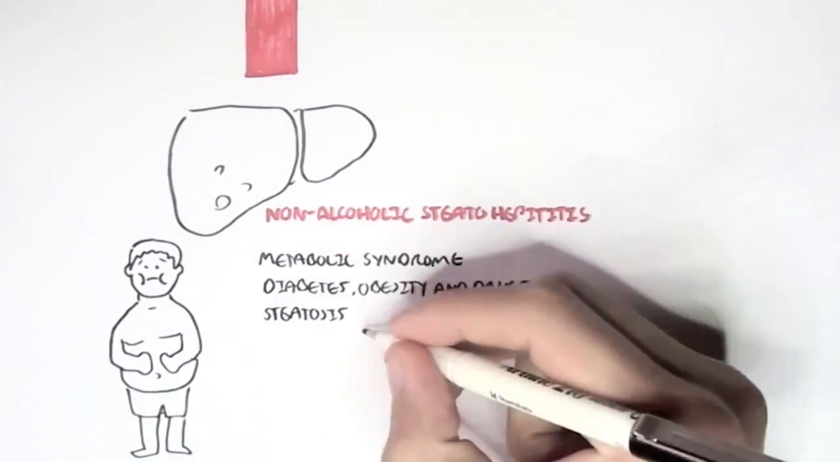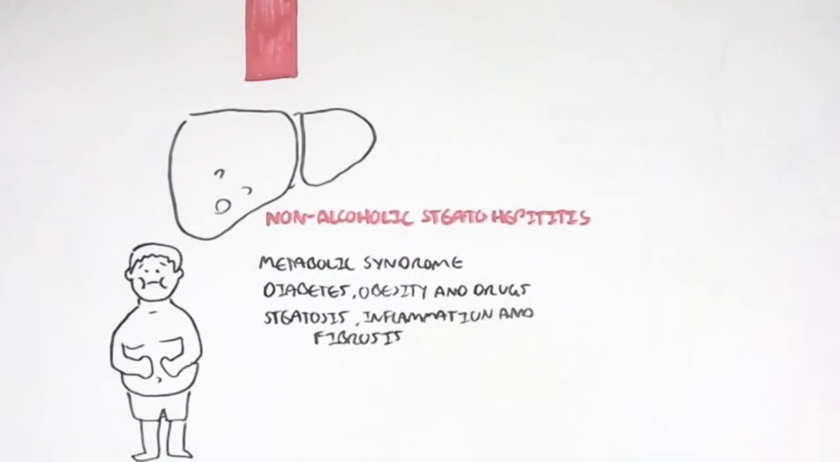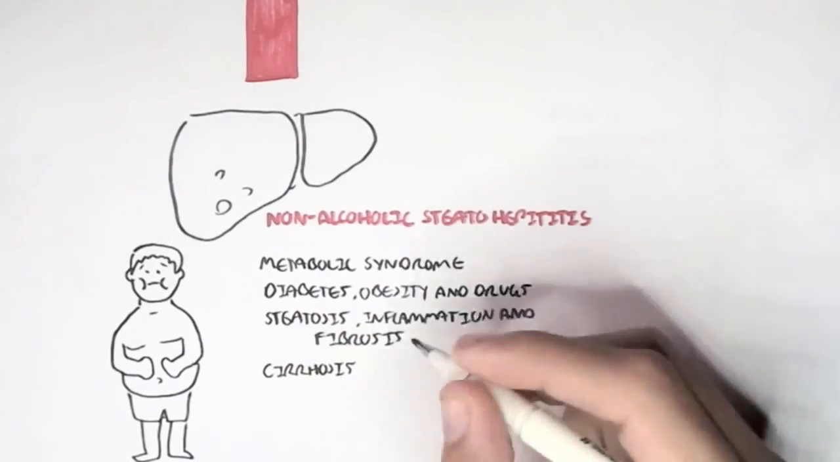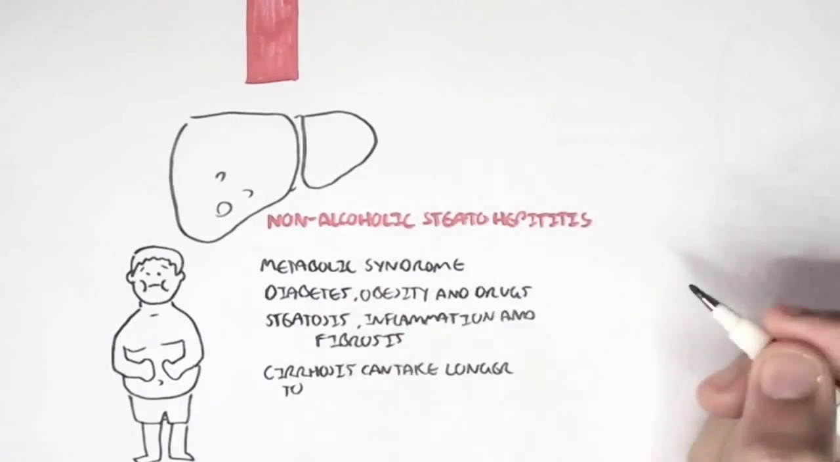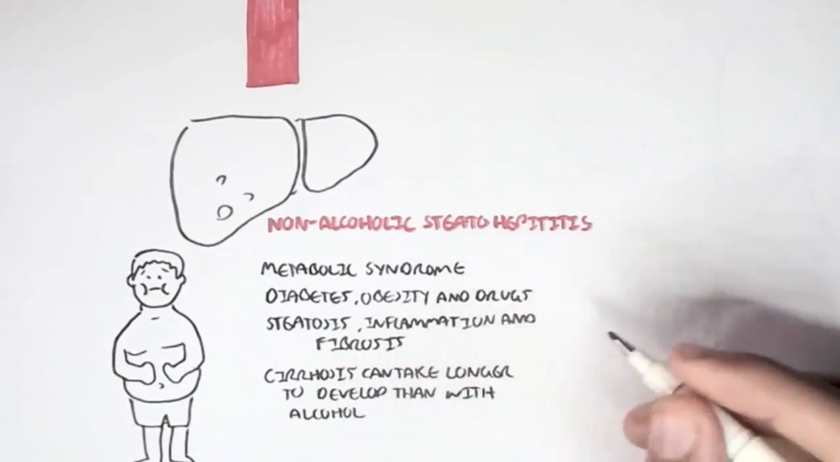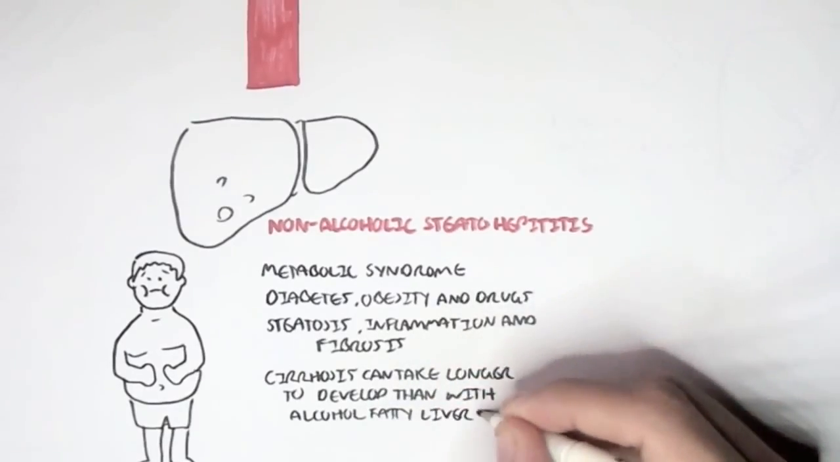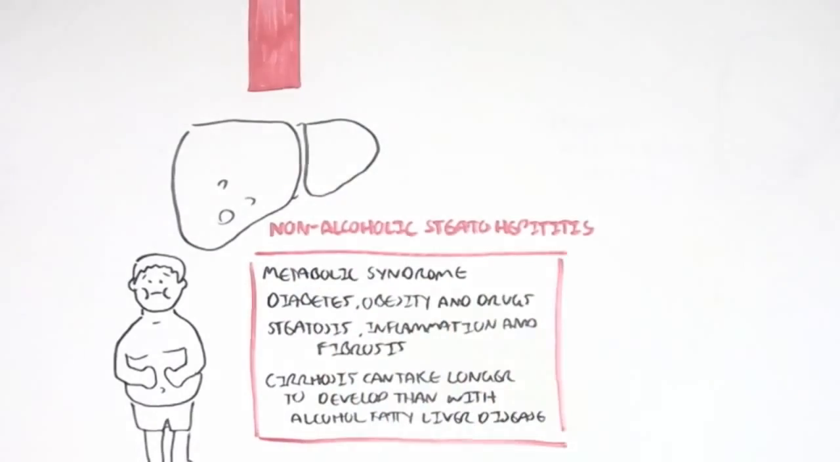It's characterized by steatosis, which is fatty liver, inflammation, hepatitis, and potentially fibrosis. Cirrhosis, liver cirrhosis, takes much longer to develop in non-alcoholic fatty liver disease than in alcoholic fatty liver disease. So we can see why alcohol is very bad for you in this respect.